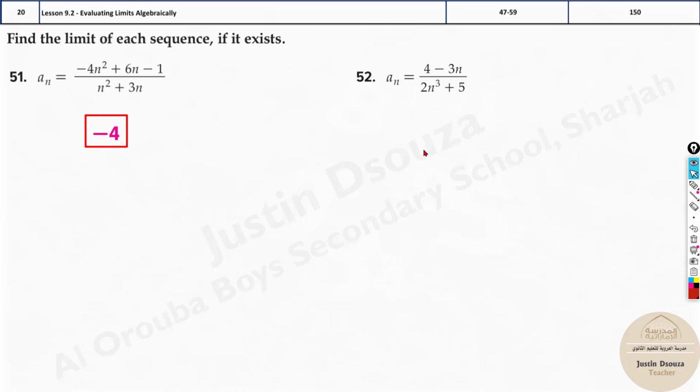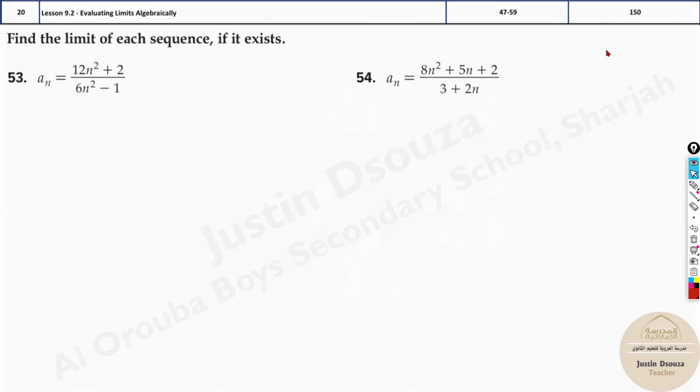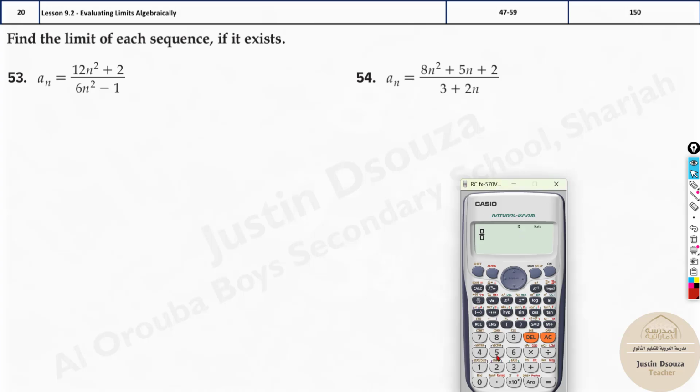Please do solve all of them by yourselves. I will show you how to check the answers in the calculator here. Let's do it. First, type the given equation as it is. 8n squared, that n is in terms of x over here, plus 5n plus 2 divided by 3 plus 2n. All right. Calculate for the first terms of the sequence, right? Calculate this at 1. This is your first term. Calculate at 2, that's the second term, that is 6.28 and 6.29. Calculate at 3, this is the answer.